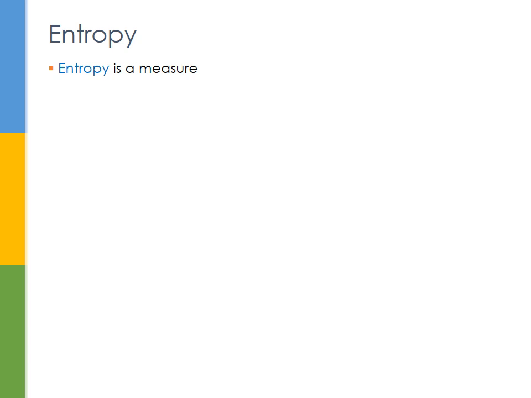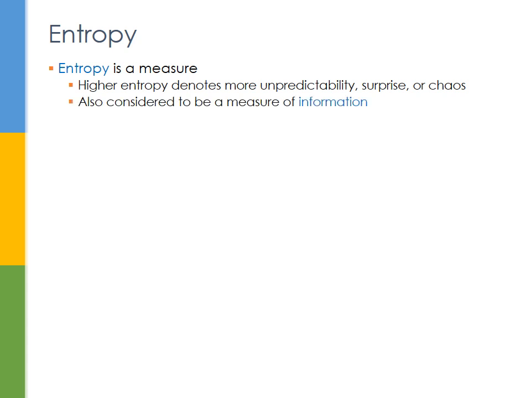The next concept we need to discuss is entropy. So entropy is a measure that we encounter in a lot of fields. For example, physics and chemistry talk a lot about entropy. But in essence, entropy is a measure of unpredictability, surprise, or chaos. So the higher a system's entropy is, the more unpredictability, the more surprise, or the more chaos that system has. And vice versa, the lower our entropy is, the more predictable, unsurprising, or non-chaotic the system is. So in our context, we can then consider entropy to actually be a measure of information.